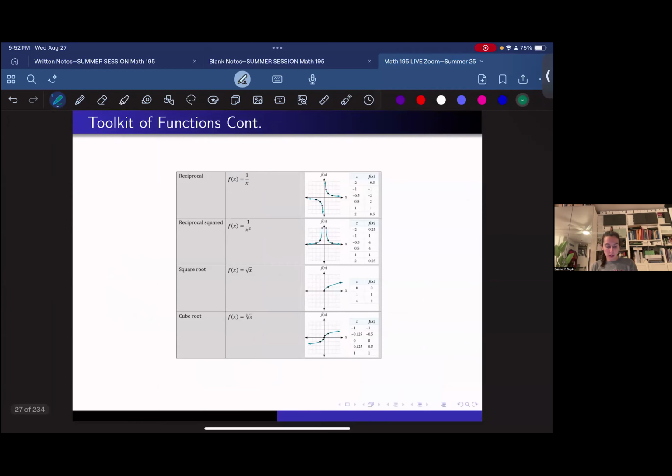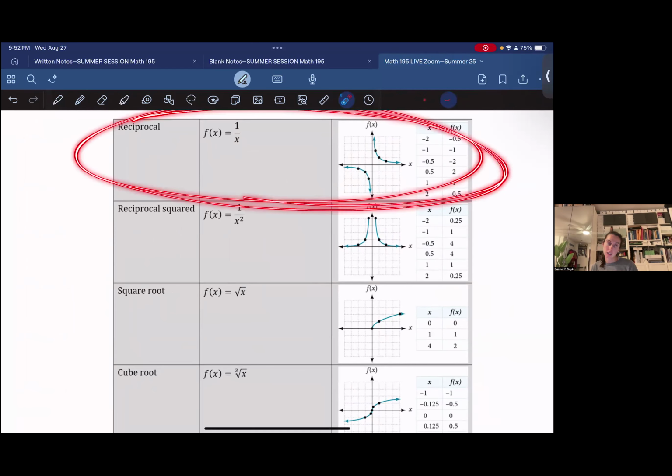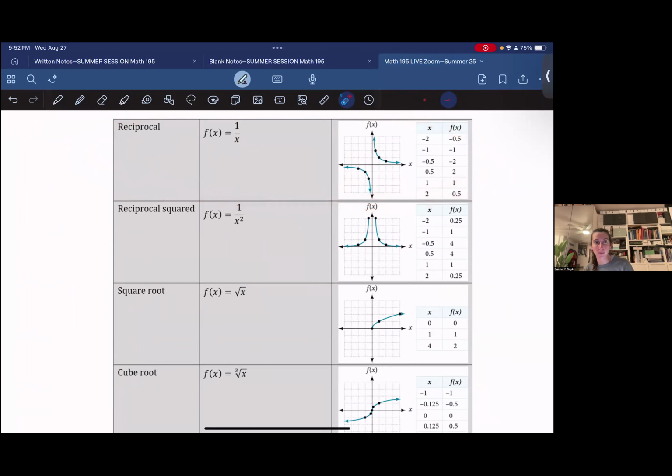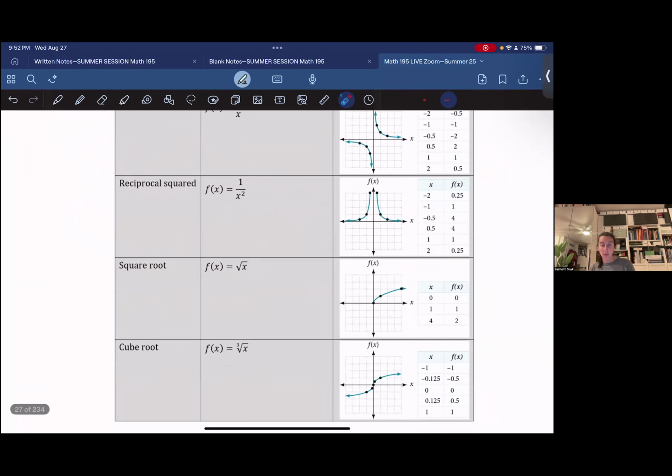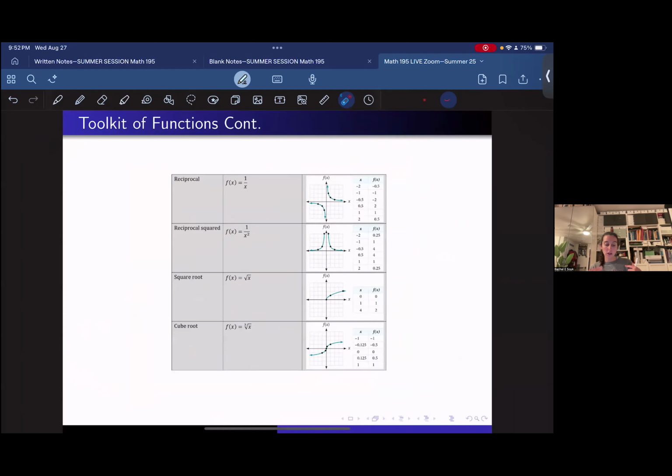And then some more toolkit functions. We have our reciprocal function. I see this one a lot on exams, especially final exams. Our reciprocal squared, our square root, very common. I also see square root and cubic functions, the one on the previous slide on exams, and our cube root functions. Okay. So this was our last slide for our section 3.1.